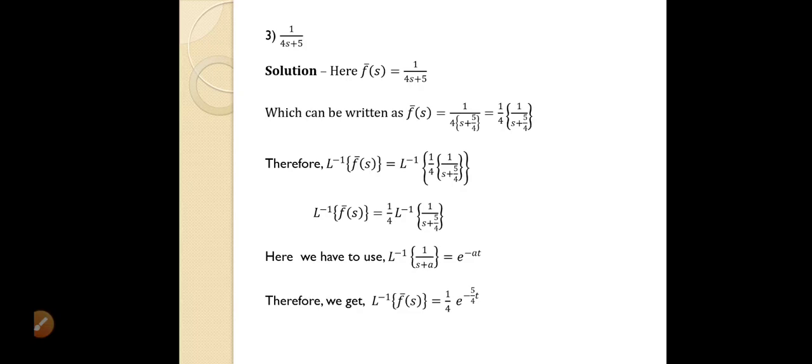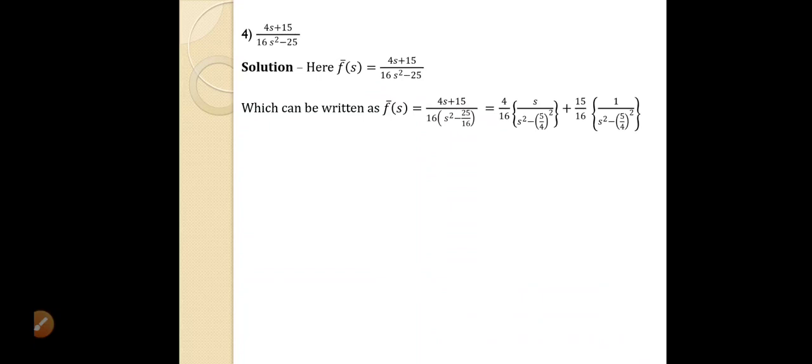So using this result, we get L inverse of f bar of S is equal to 1 by 4 e raised to minus 5 by 4 t, as a is here 5 by 4. So this is the answer. This is the function of t whose Laplace transform is 1 upon 4s plus 5. One more example.